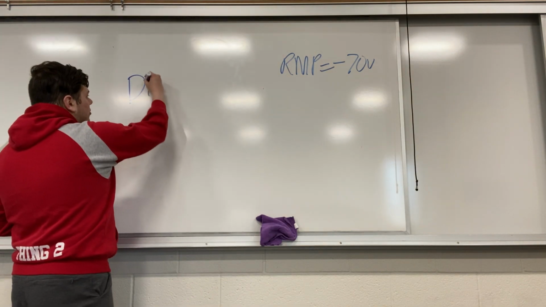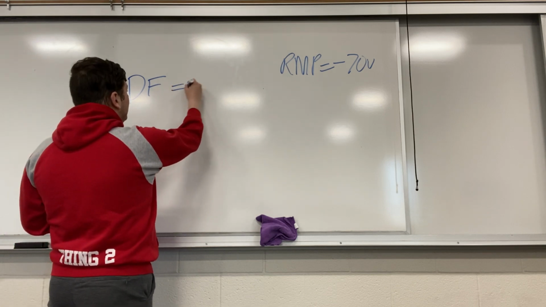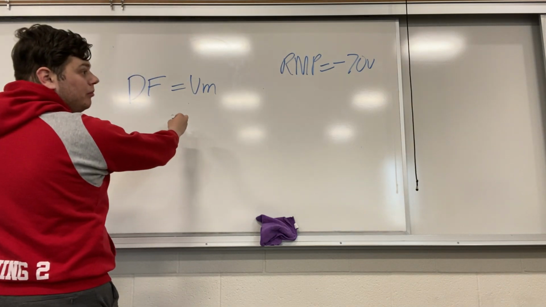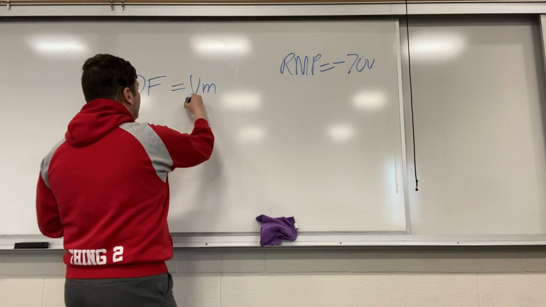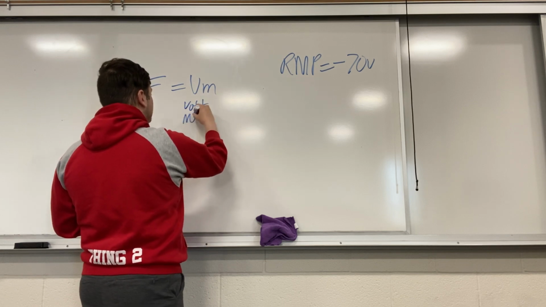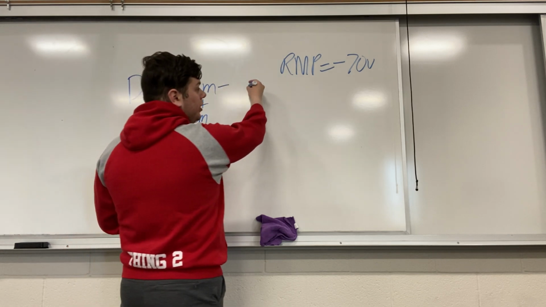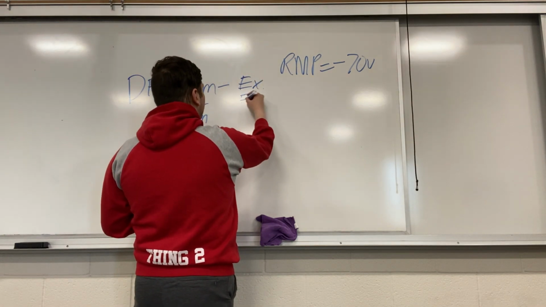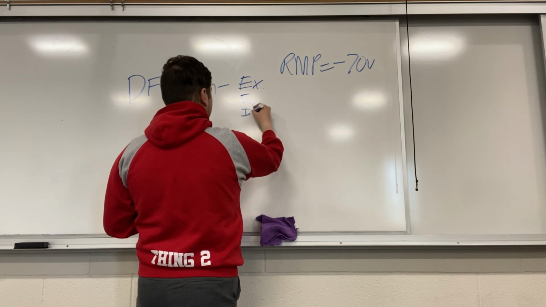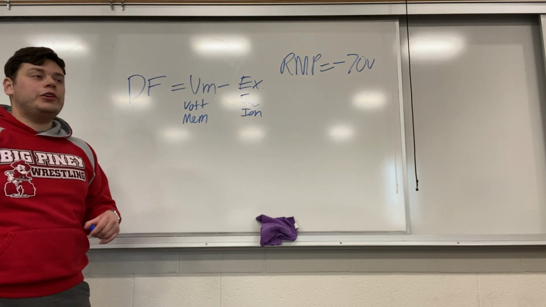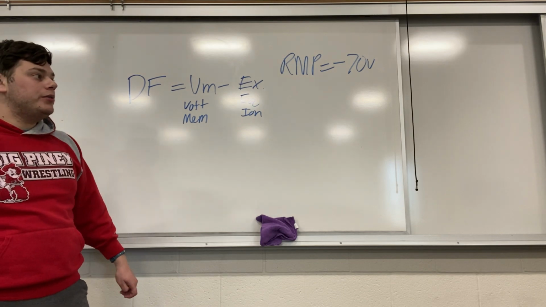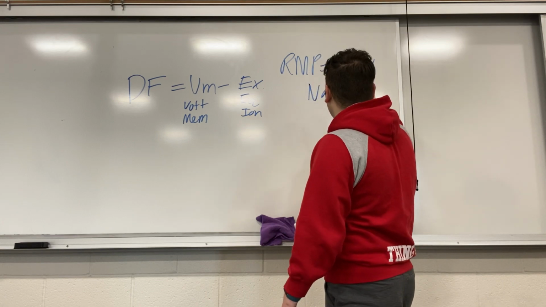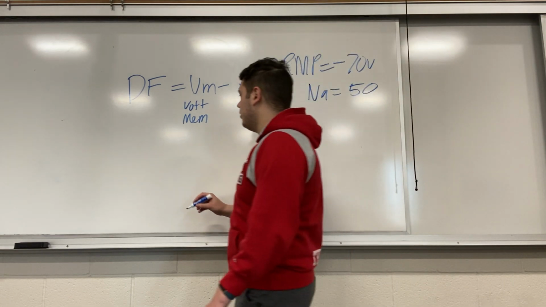So dF, which stands for driving force, equals Vm, which is the voltage of the membrane, minus Ex. And this stands for the equilibrium of the ion. So we're going to do an example with this math problem. So we're going to use Na. Na has an equilibrium potential of 50. So let's start off with this math equation.